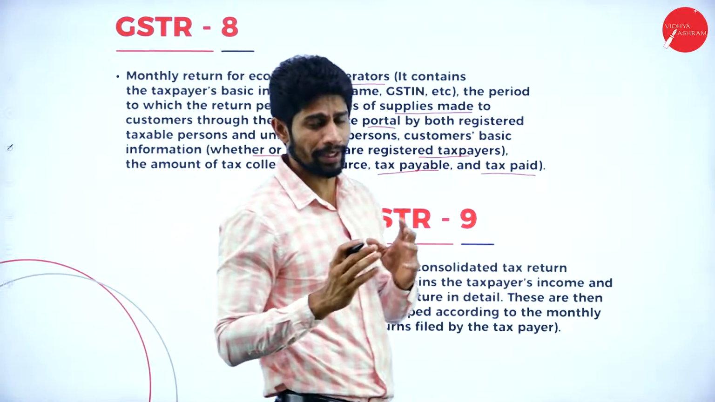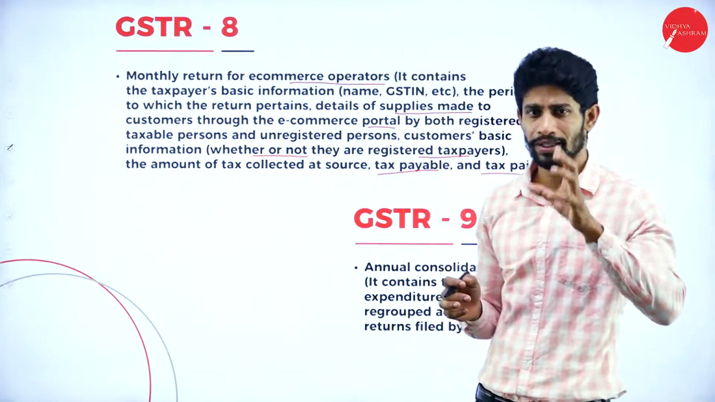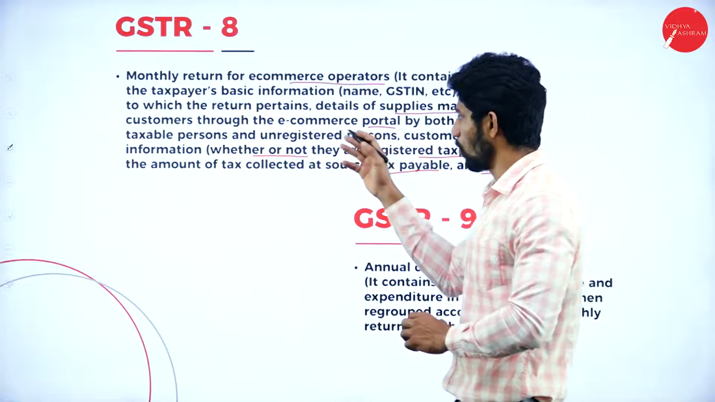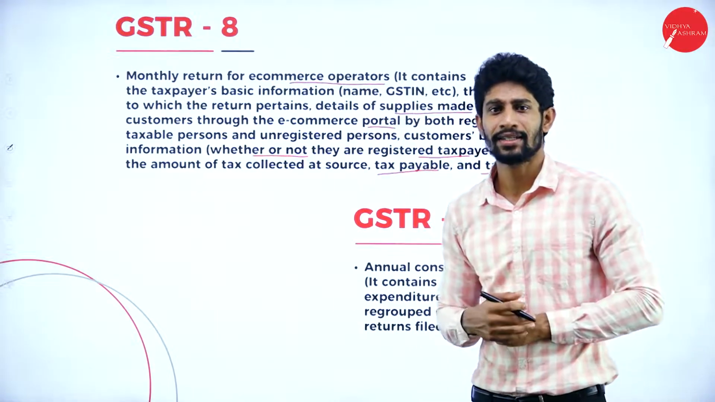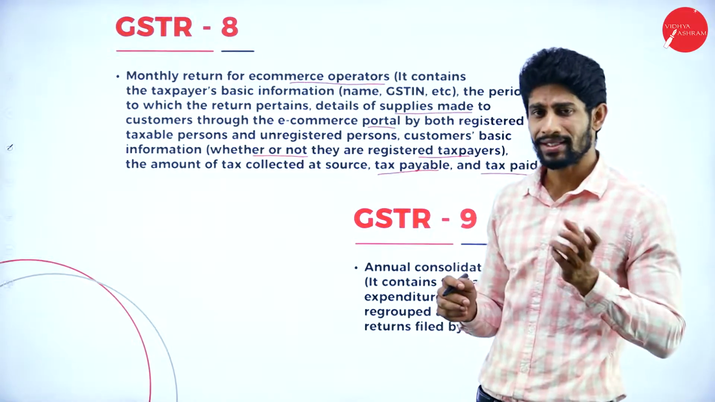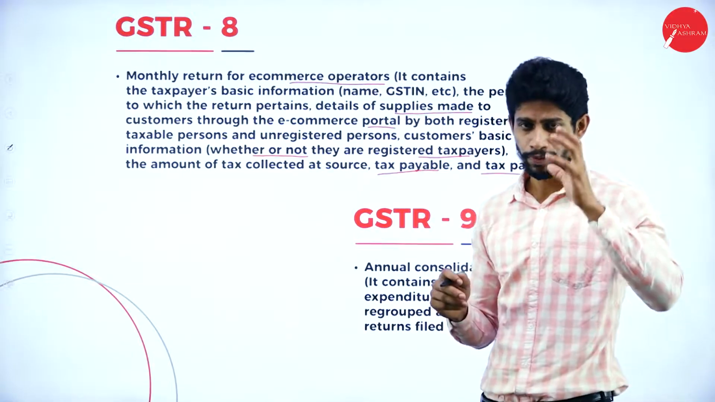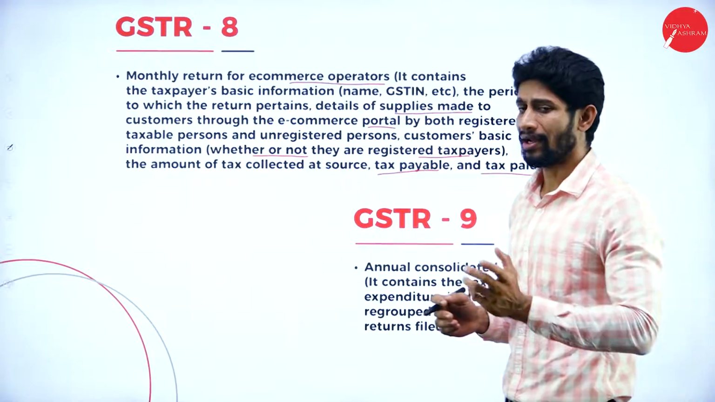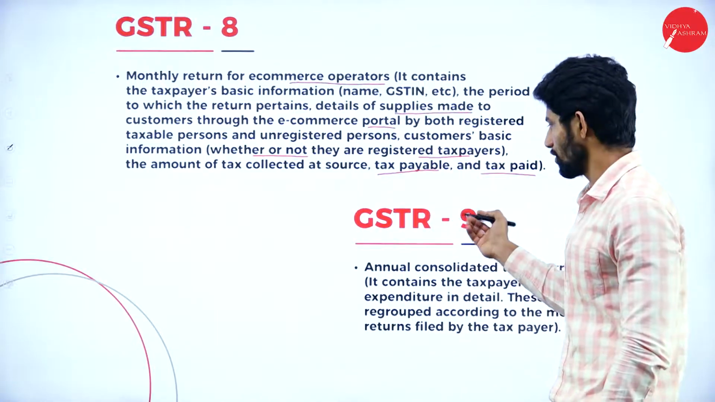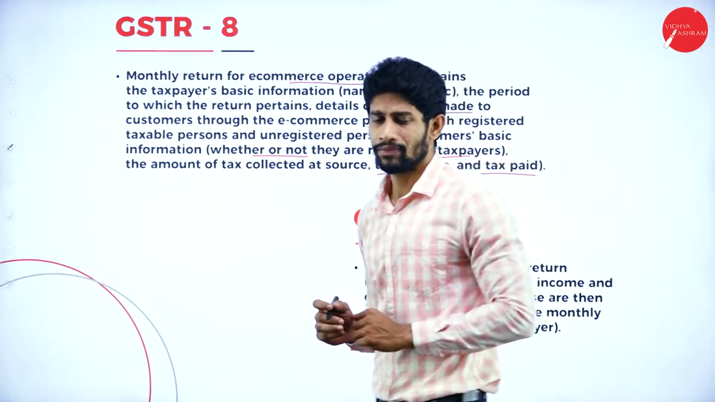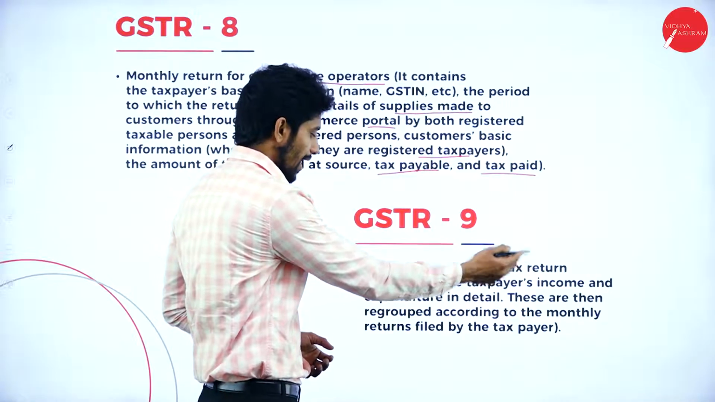So GSTR-8 will be filed by the e-commerce operators, and it contains all the basic details of the taxpayer and what item they are selling, for whom they are selling, on what basis they charged TDS, and also what is the tax payable and what is the tax paid by the taxpayer. So this much information is available under the GSTR-8 form. Next, moving on to GSTR-9. Why do we use this GSTR-9? What is the purpose? It is the annual consolidated tax return.